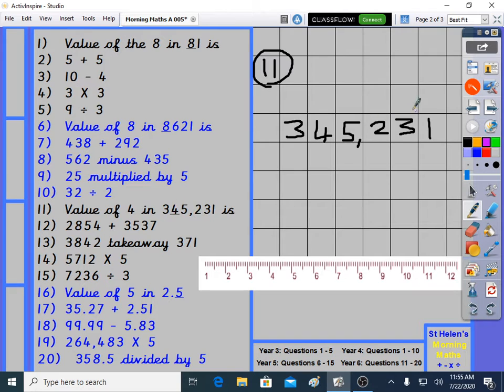What do they want? The 4. Right, let's get the hats on. Units, tens, hundreds, thousands, and the 4 is in the 10,000s column. Next one will be the 100,000s. The 4 is in the 10,000s column. So what is the 4 worth? It's worth 4 10,000s.